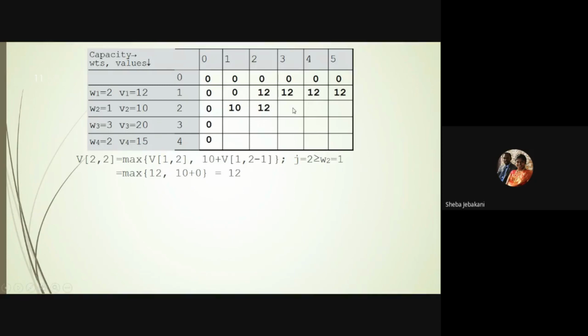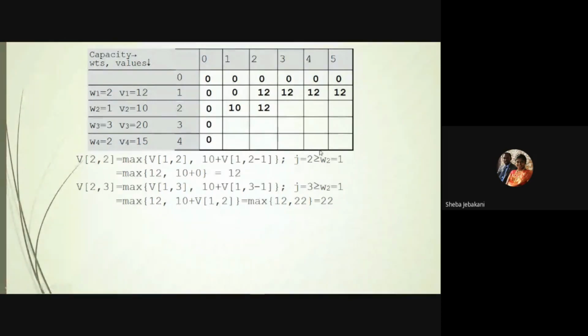When I come over here again, I'm trying to find out the same way. 3 minus 1 is 2. So between 12 and the previous value, that is 12, 12 plus 10, 10 for this profit, and the previous value which is 12. Between that, which is greater? 10 plus 12 is 22. So 22 becomes greater. So the new value here becomes 22.